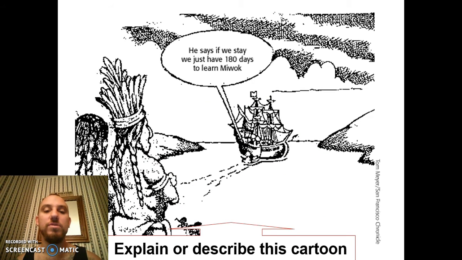In this cartoon, you can see sort of a humorous show of what would have happened if there was immigration and naturalization services when Columbus discovered America.